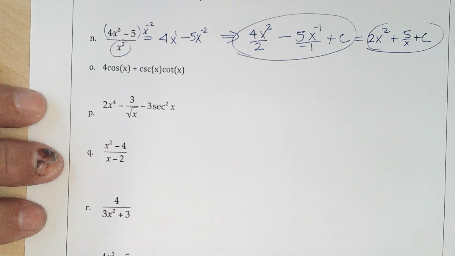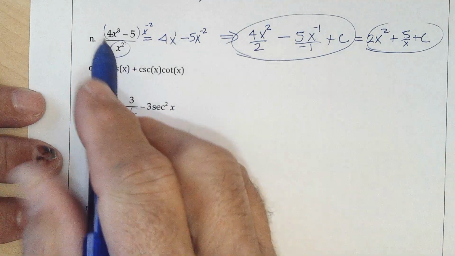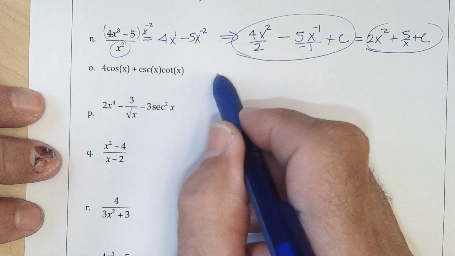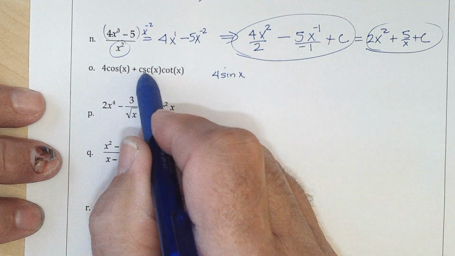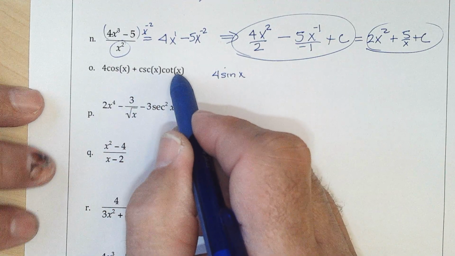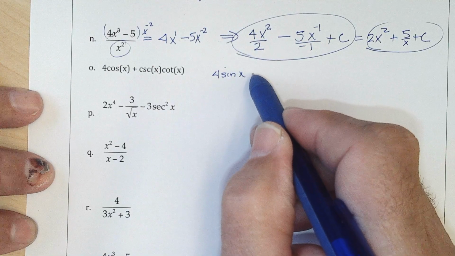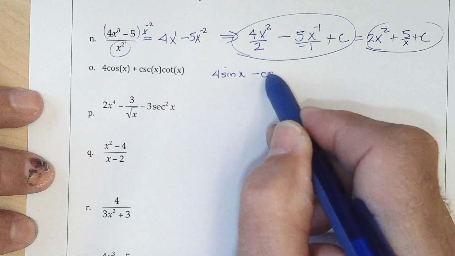Ooh, and I did that one off the screen. I apologize. This one, derivative of sine is cosine, so the antiderivative of this is just 4 sine x. Cosecant times cotangent is the negative of the derivative of cosecant, according to your note card.